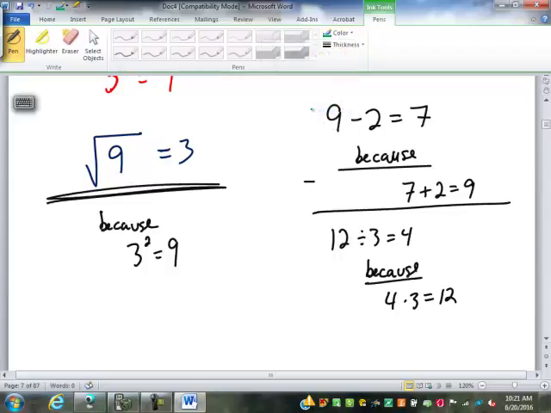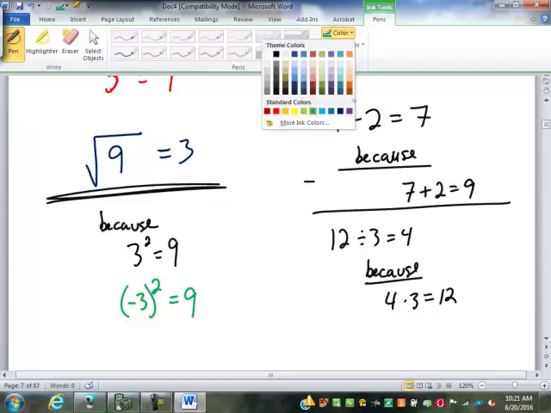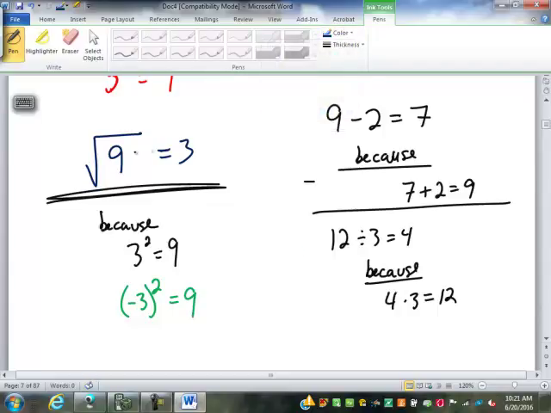There's a problem here, though. Is 3 the only number we can square to get 9? No. -3 squared also equals 9, doesn't it? So technically, the square root of 9 is 3 or -3. There are 2 possible results.